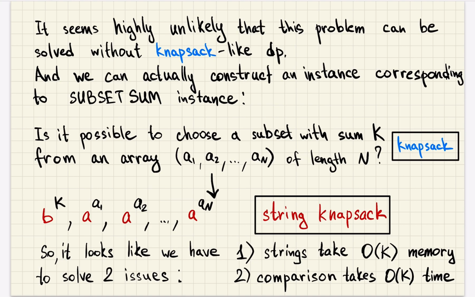That means that we need to somehow solve those two issues we had. The first issue is that we need a lot of memory, so each DP state requires O(k) memory, and the second issue is that comparison of those DP values also takes linear time.